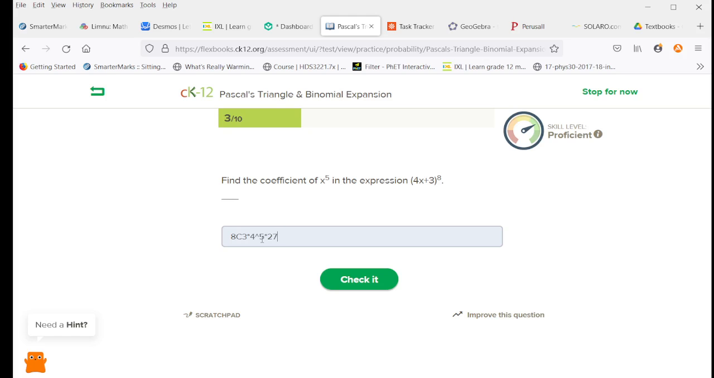So 3 cubed is 27. 4 to the 5th is 1,024. And 8c3 is 56. 56 times 1,024 times 27. This coefficient is 1,548,288.